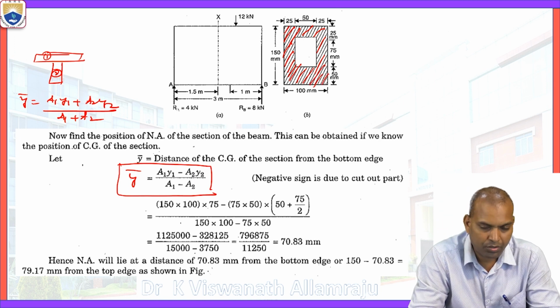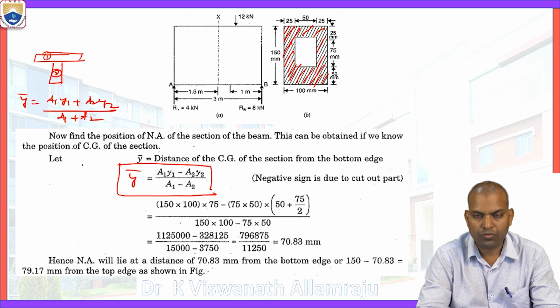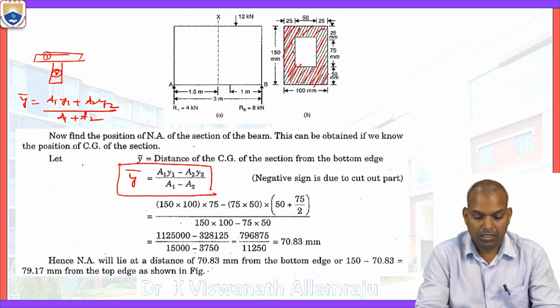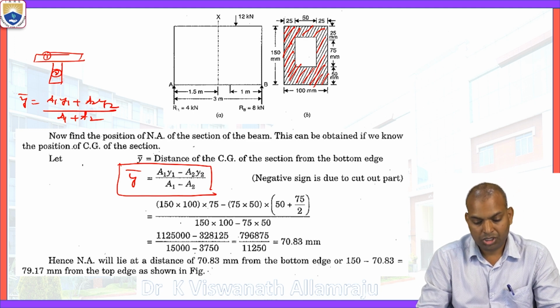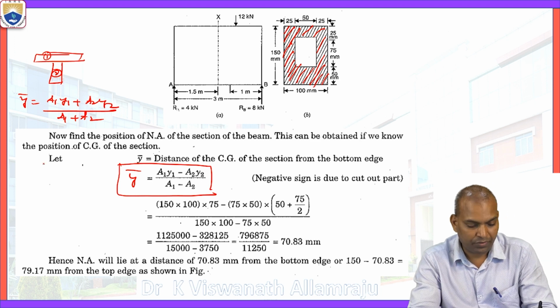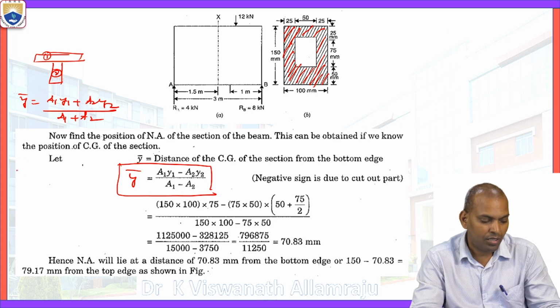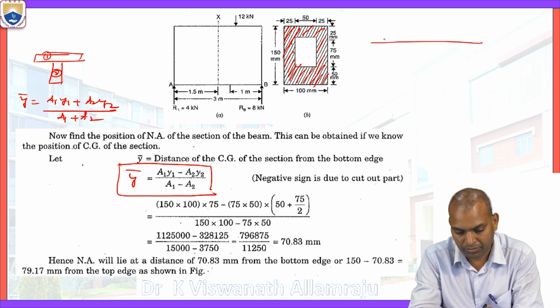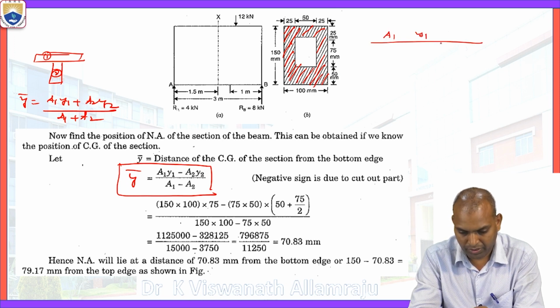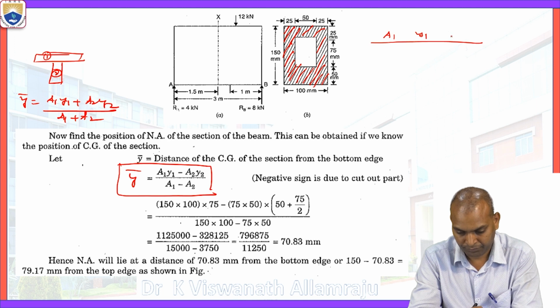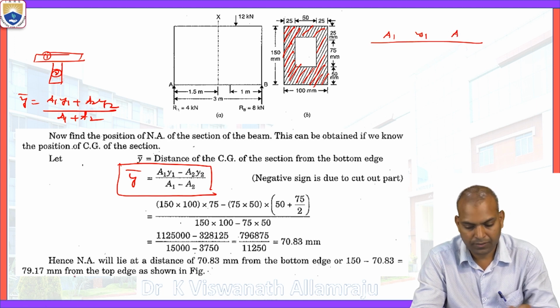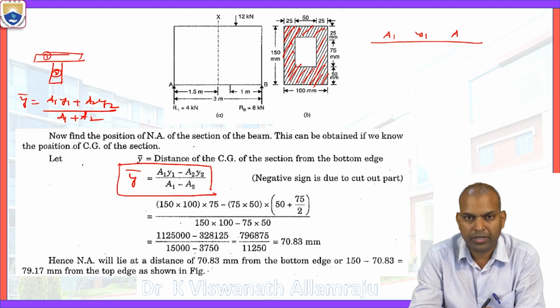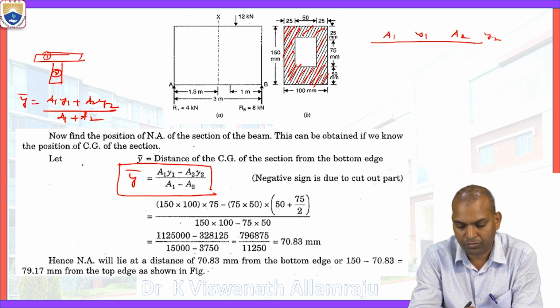Okay. Now what is A1? A1 is the outer section area, that is 150 millimeters times 100 millimeters. That is A1. How to calculate A1? Let's follow the table: A1 Y1, A2 Y2.